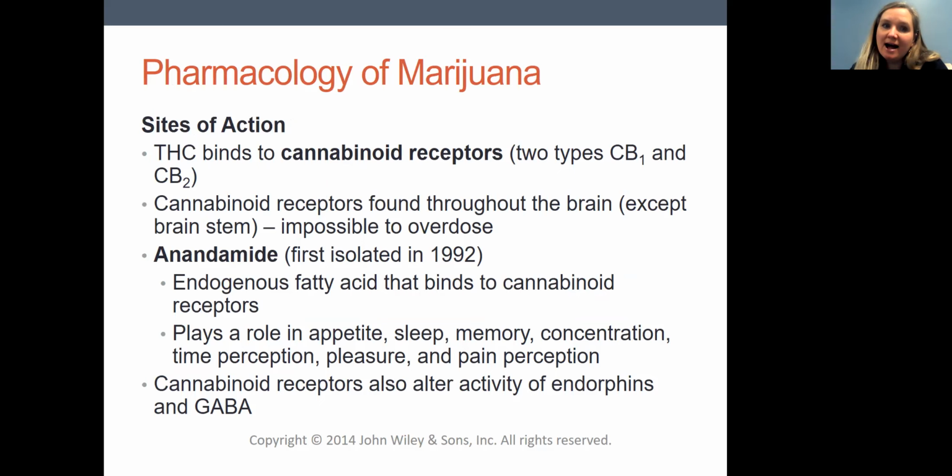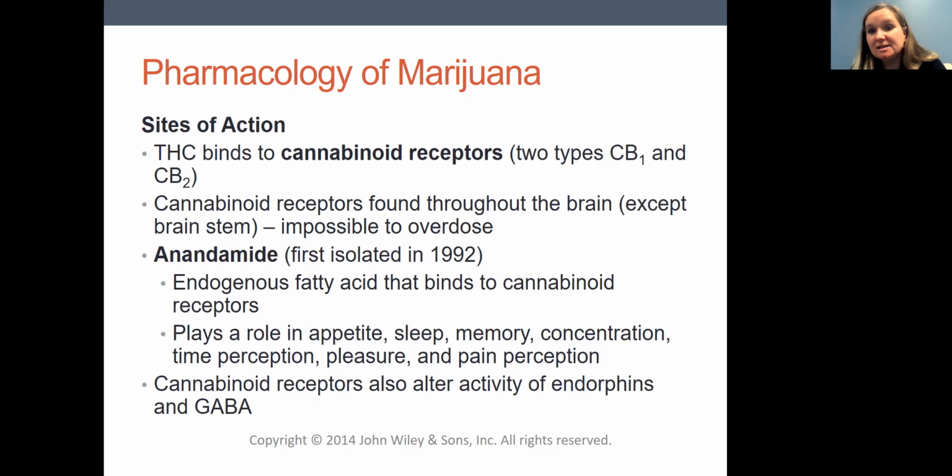So the site of action: THC, the active psychoactive ingredient in marijuana, binds to cannabinoid receptors, and there's CB1 and CB2 cannabinoid receptors. Those cannabinoid receptors are found throughout the brain, except the brain stem. So that's where you breathe, your breathing and heart rate center. So as a result, if you use marijuana, it's actually impossible to overdose because the marijuana does not affect the breathing and the heart rate. So that's an important thing to note.